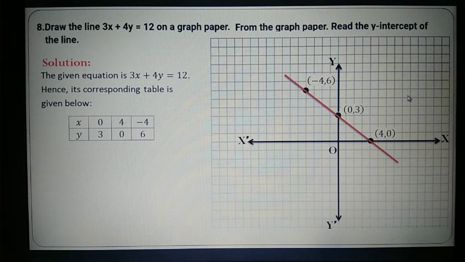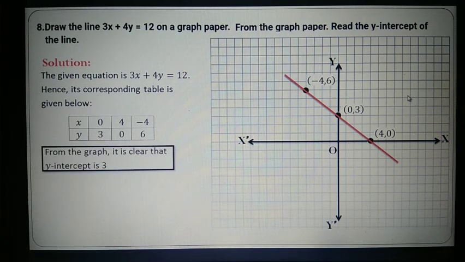Okay, now the next part of the question says read the y-intercept. So at what distance does this line cut the y-axis? So it is obviously seen that it is cutting the y-axis at a distance of 3. See, 1, 2 and 3. So that's why your y-intercept is 3 units. Okay, so from the graph it is clear that the y-intercept is 3. Pause the video to note down.